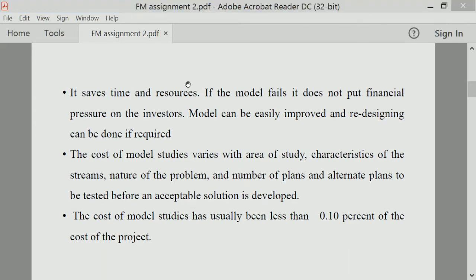The cost of model studies varies with the area of the study, the characteristics of the streams, the nature of the problem, the number of plans and alternate plans to be tested before an acceptable solution is developed. So the model studies also require some type of investment, some provision of funding, but that funding is usually less than 0.10% of the cost of the actual prototype project.